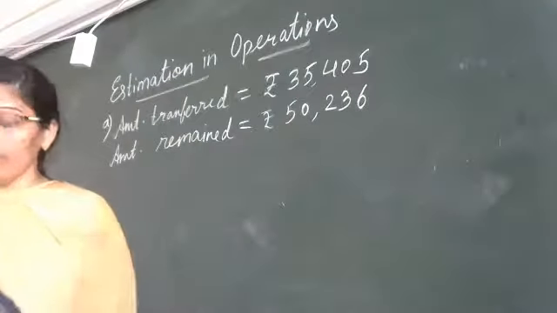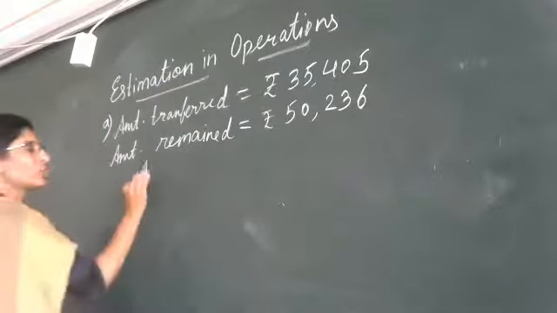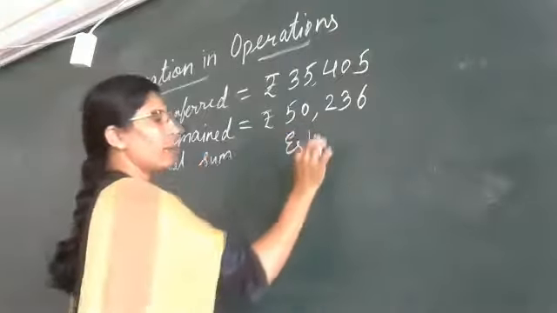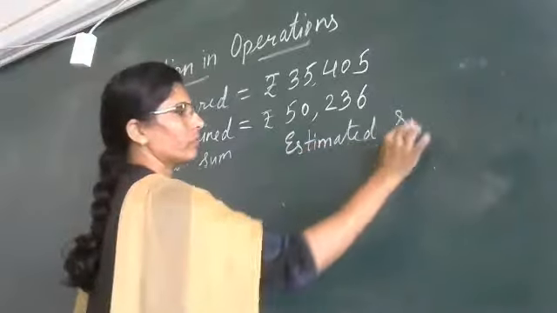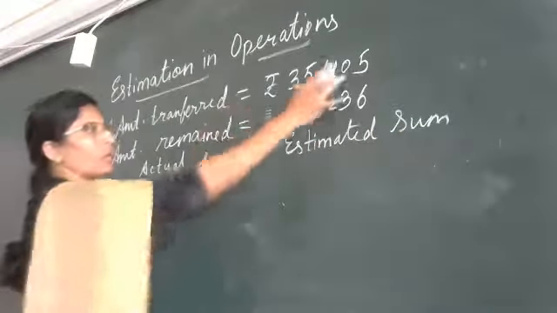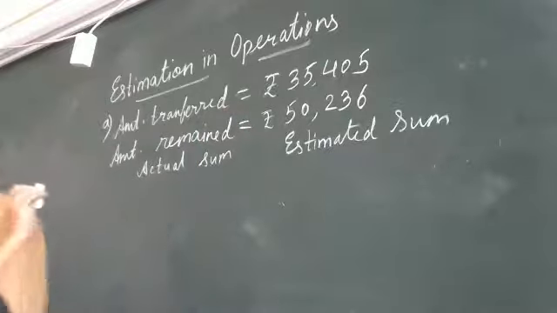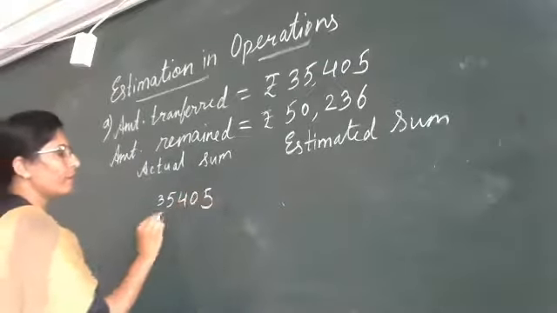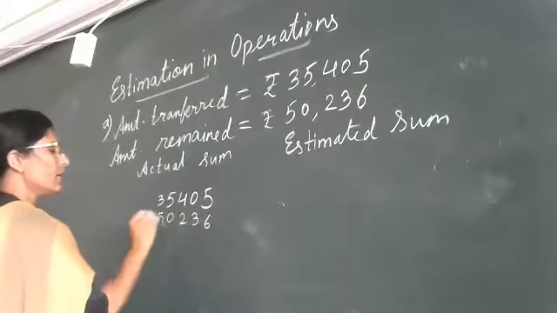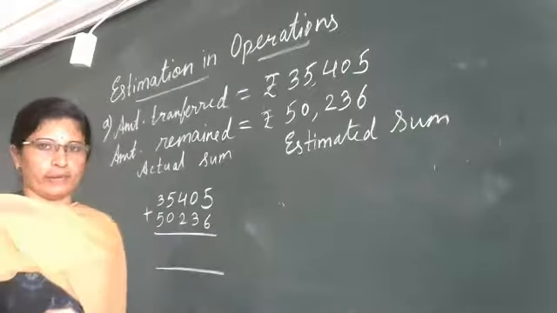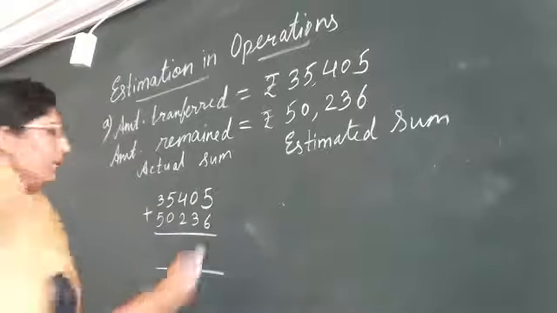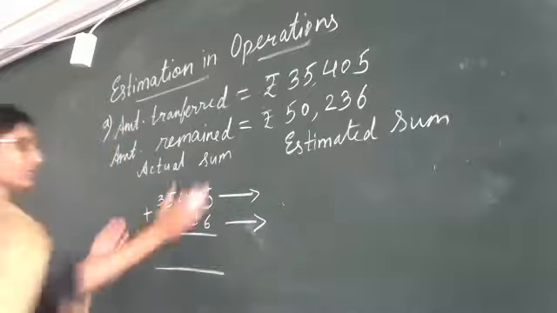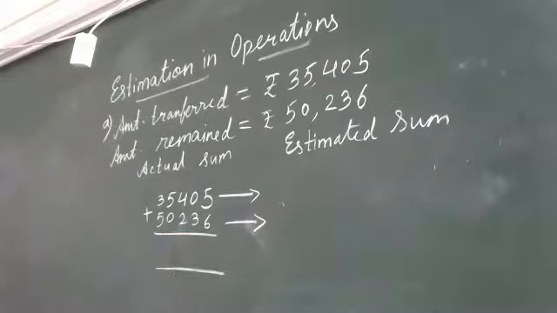Now what we have to do here? We know that we have to add, we have to find total. So here actual sum, and here it becomes estimated sum. In actual sum, you have to write the same value: 35,405 and here 50,236. And we have to add. And here we have to find the estimated. First we'll add this. Okay, add and tell the answer.